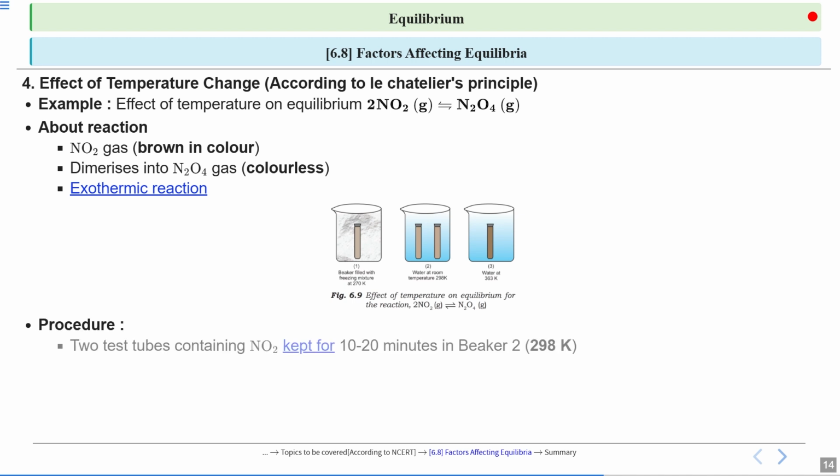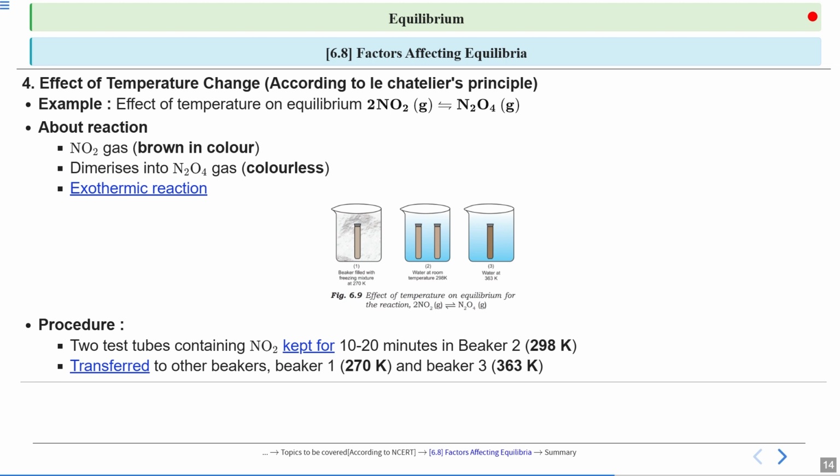So first, what we are doing, we are taking two test tubes which are containing NO2, and we are keeping those two test tubes in beaker number 2 for 10 to 20 minutes at 298 Kelvin. After some time, what are you doing? You are transferring these two test tubes to other beakers, that is beaker number 1 and beaker number 3.